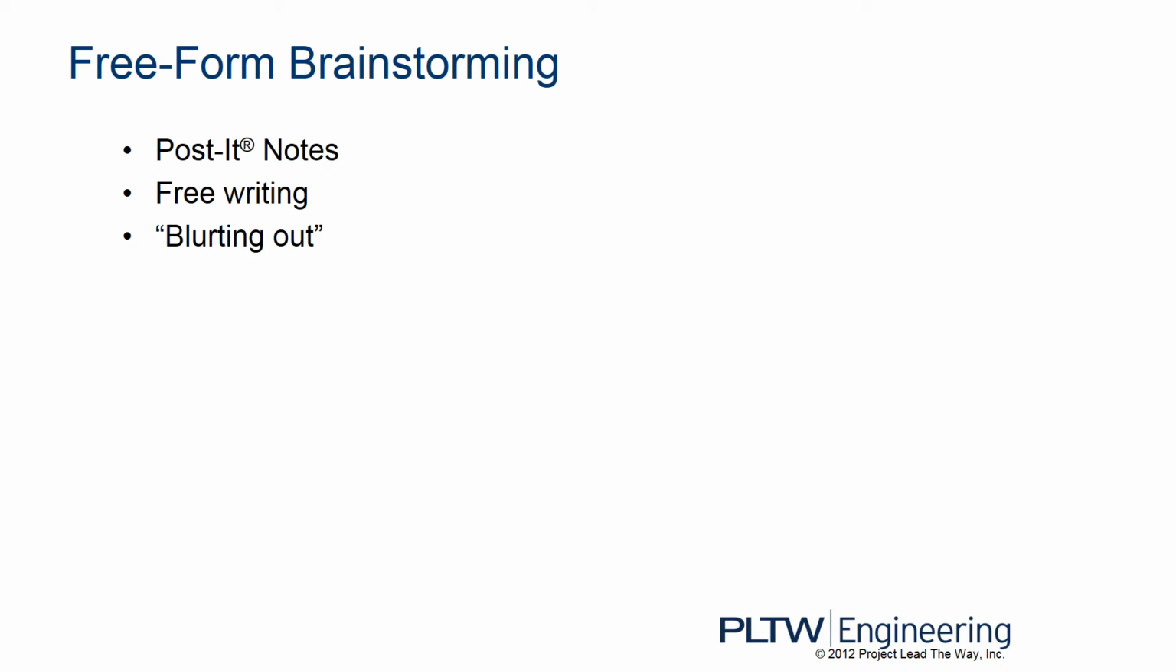The Post-it notes and the free writing seem to work better because it gives everybody an equal chance for a voice. When you use the blurting out method, the people that are more forceful in their personality usually wind up running over top of the quieter people. And your quiet people have just as many and just as good ideas as anyone else, and you don't want to exclude them.